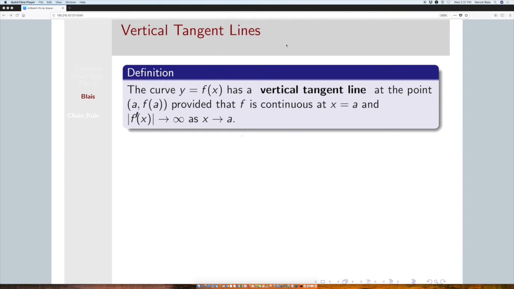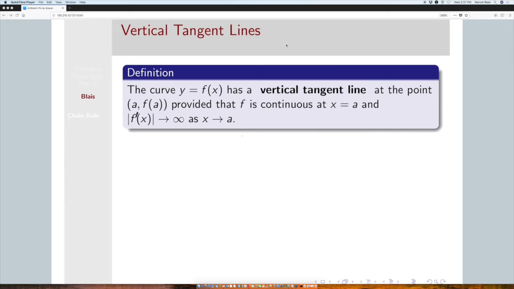An issue we now address, having the chain rule in our toolkit, is the issue of vertical tangent lines. And we will see that the chain rule will be instrumental in actually determining if a function has a vertical tangent line. The idea of a vertical tangent line is that at the point a, f of a, if f is continuous there, and the absolute value of its derivative is approaching infinity as x approaches a, we have a vertical tangent line.